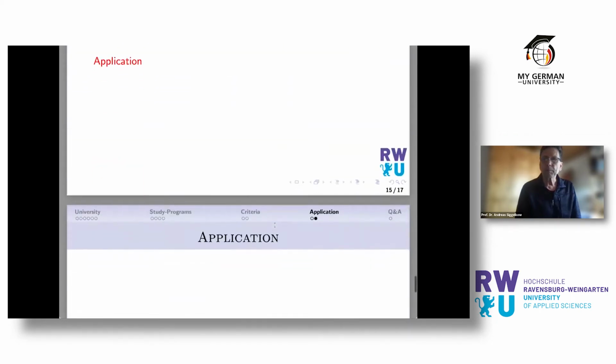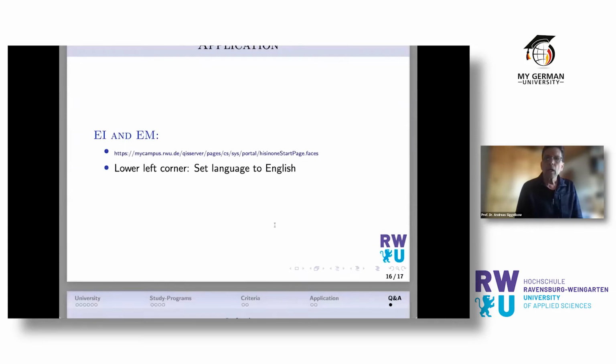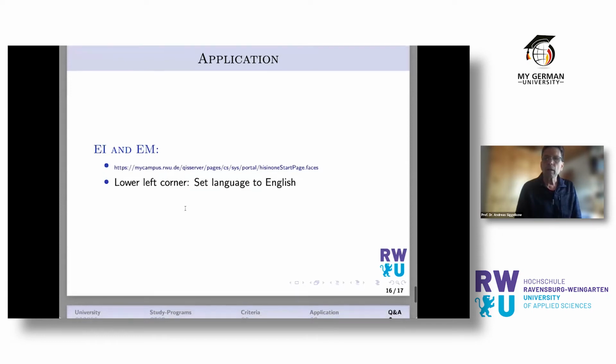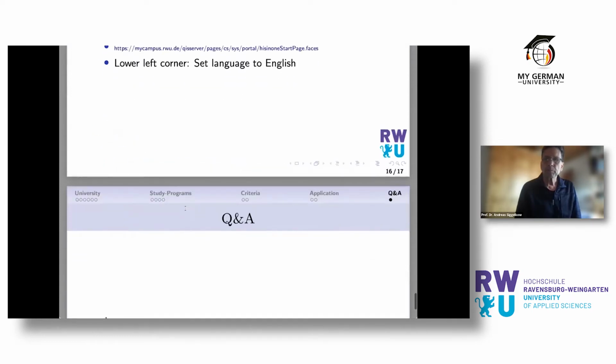The application could be done online. And I guess this is also now changed to MyGermanUniversity. But if you want to do it, you could also do it with My Campus on this homepage here. On our homepage, you could apply for the English language study programs.